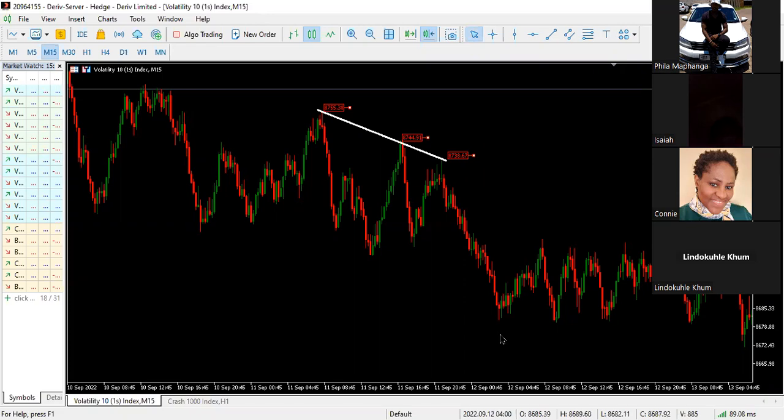Look at this. You'll have only this point and this point, and that's when you're going to draw your trend line. And then you'll wait for the price to get back to this point, then that's when you're going to sell. You sell here, you put your stop loss above.